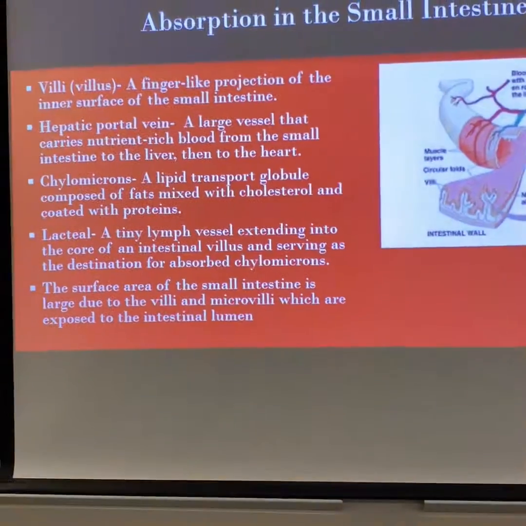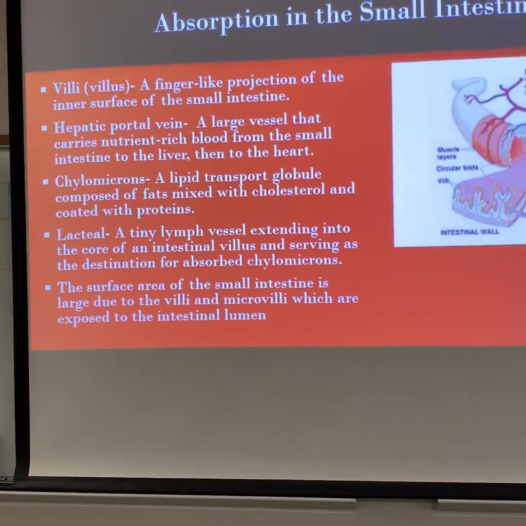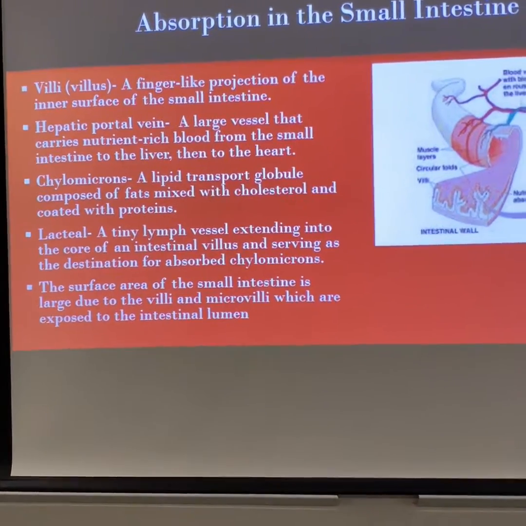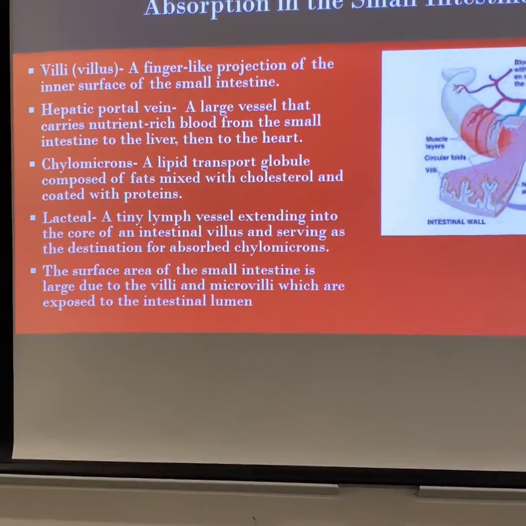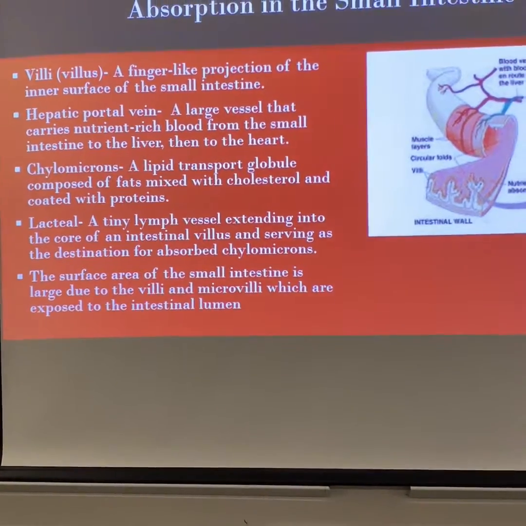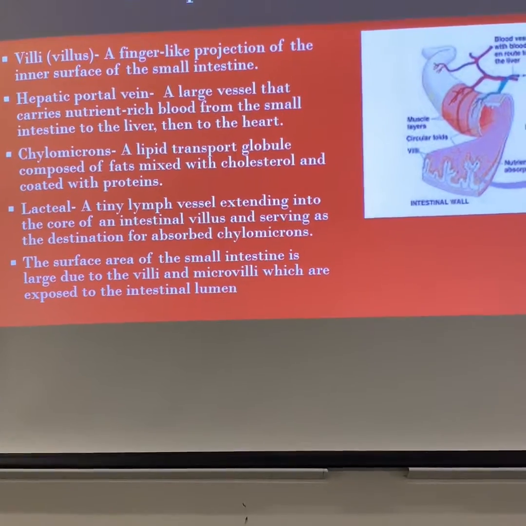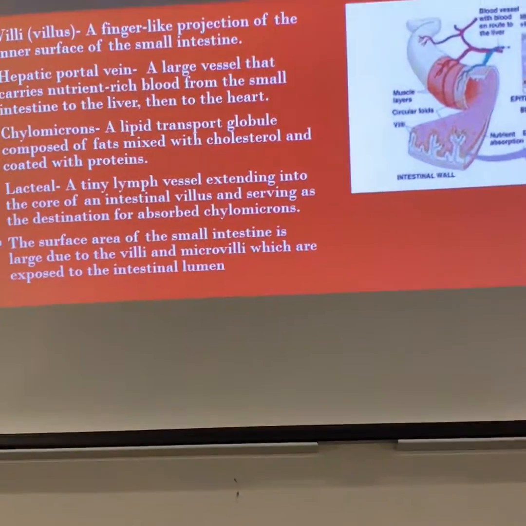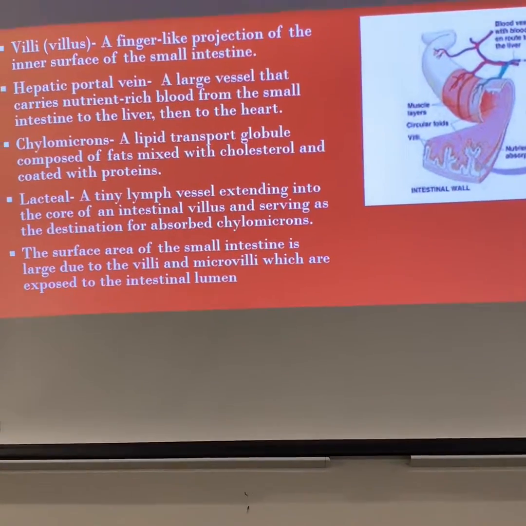Chylomicrons are lipids that transport globules, which are composed of fats mixed with cholesterol and are coated with proteins. The lacteal is a tiny lymph vessel extending into the core of an intestinal villus and serving as the destination for absorbed chylomicrons. The surface area of the small intestine is large due to the villi and the microvilli, which are exposed to the intestinal lumen.